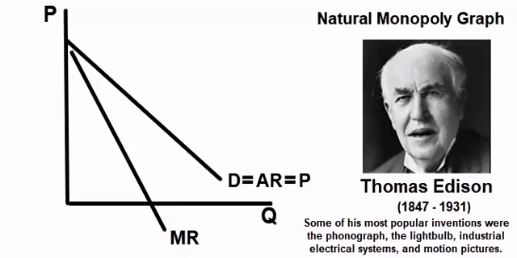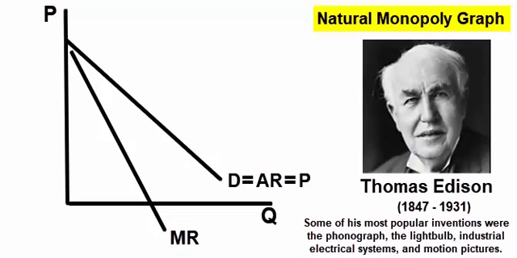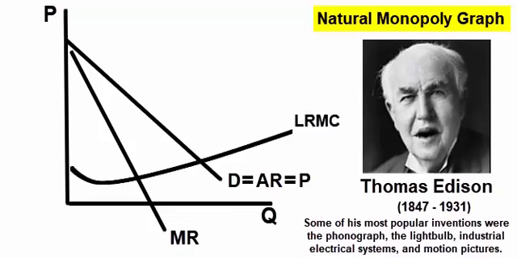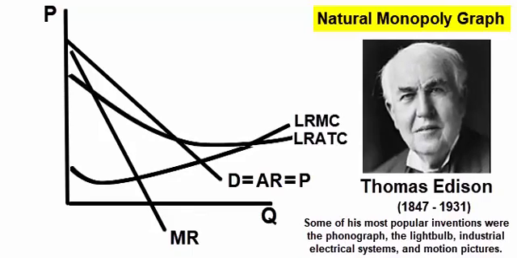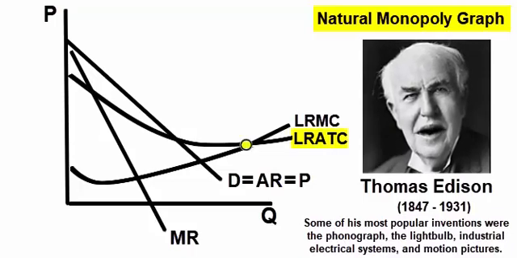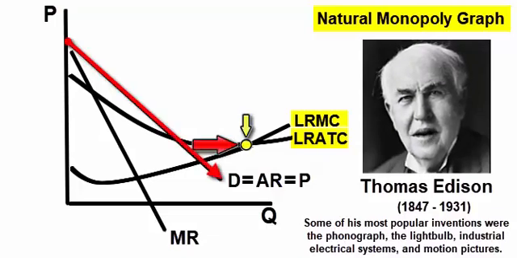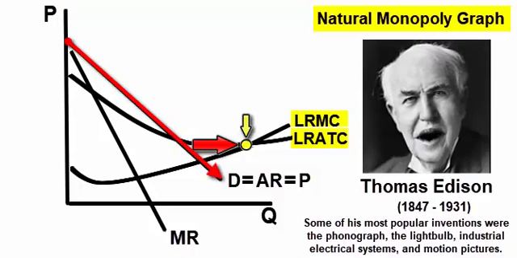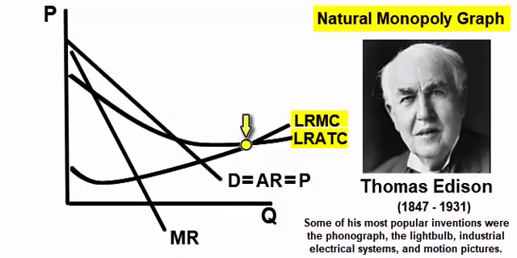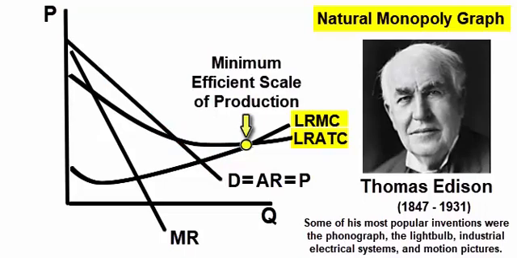A graph of a natural monopoly looks very similar to a monopoly graph, with a major difference occurring when the long-run marginal cost curve and the long-run average total cost curve are added to the graph. Notice how the low point on the long-run average total cost curve at the long-run marginal cost intersection is at a greater quantity level to the right of the demand curve with a natural monopoly. This is called the minimum efficient scale of production.